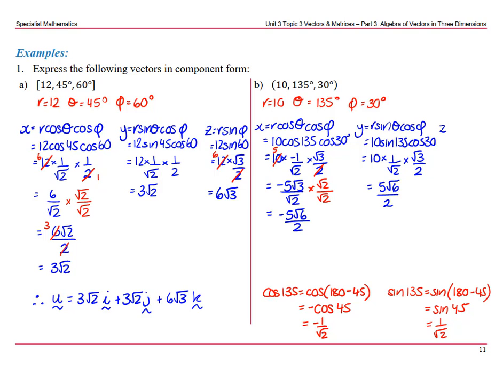And then my z coordinate is going to be r sine of phi. So 10 sine of 30, which is 10 times a half, which is 5. So therefore, my vector is equal to negative 5 root 6 on 2 i plus 5 root 6 on 2 j plus 5k.